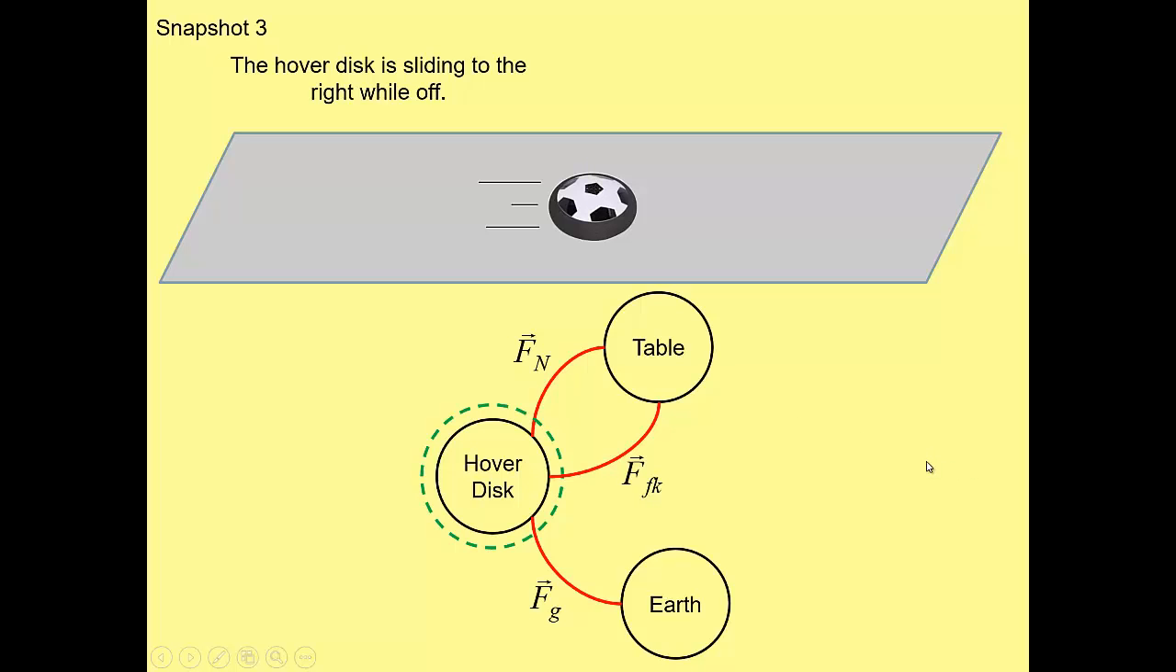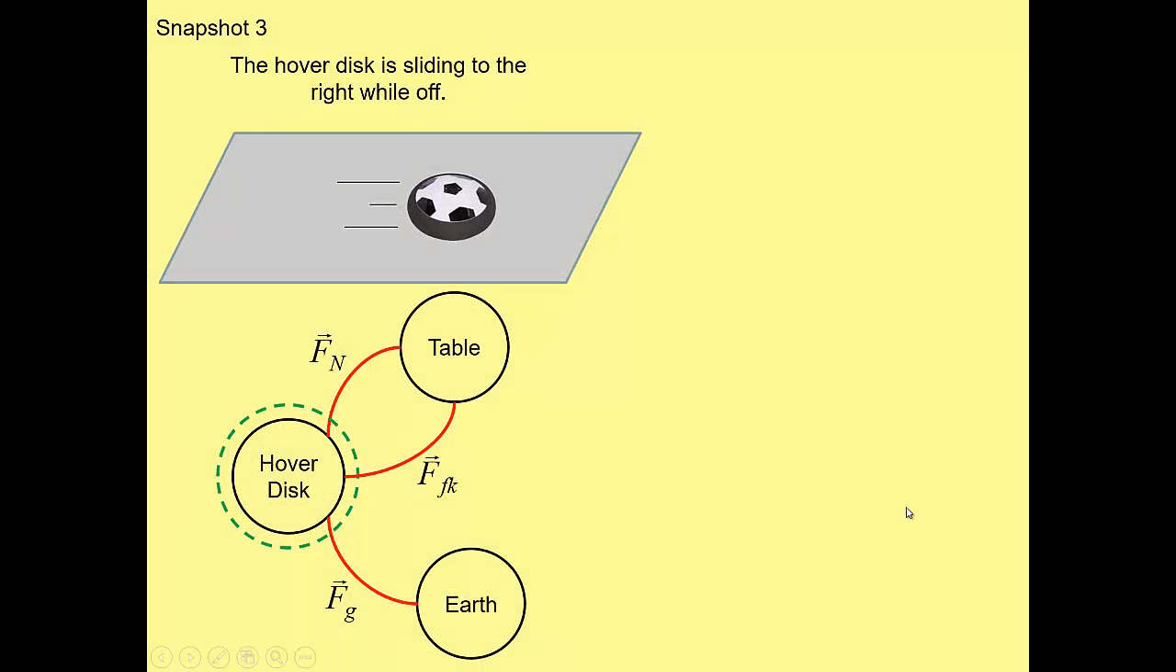So, hover disk is our system. Let's draw the force diagram. There's our hover disk. We've got a force of gravity which would act down. We've got a normal force which would act up because it's a support force. And then we've got this force of friction. Well, the hover disk is sliding to the right. So what direction do you think friction would act? Yeah, to the left. Friction opposes motion.